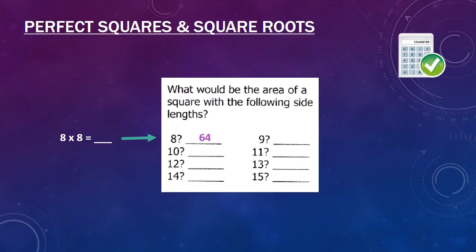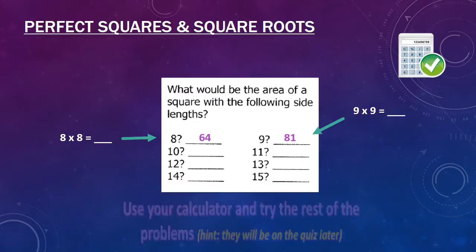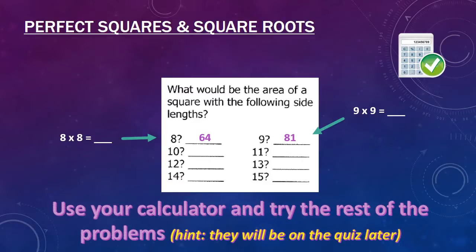9, if I had a square that had a length and width of 9, that is the same as 9 times 9. And I don't have any funny, cute saying for that one, but 9 times 9 is 81. So 9 squared would give you an area of 81, or the perfect square of 81. 10 times 10, whoops. Use your calculator and try the rest of the problems.